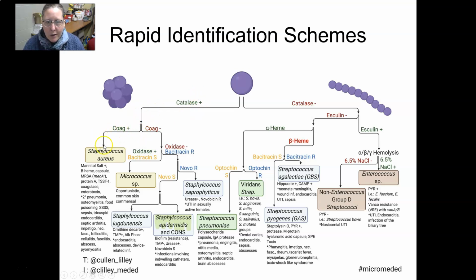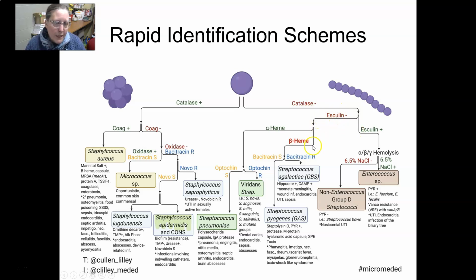And then you can go down this road where if it's coagulase positive, it's staph; coagulase negative, but oxidase positive, it's Micrococcus. If it's oxidase negative, you can check with bacitracin here too, and novobiocin to determine do you have Staph saprophyticus, Staph epidermidis, or Staphylococcus lugdunensis. If it's catalase negative and bile esculin negative, and then alpha hemolytic, we're looking at Strep pneumo or viridans strep, depending on its optochin sensitivity or resistance.